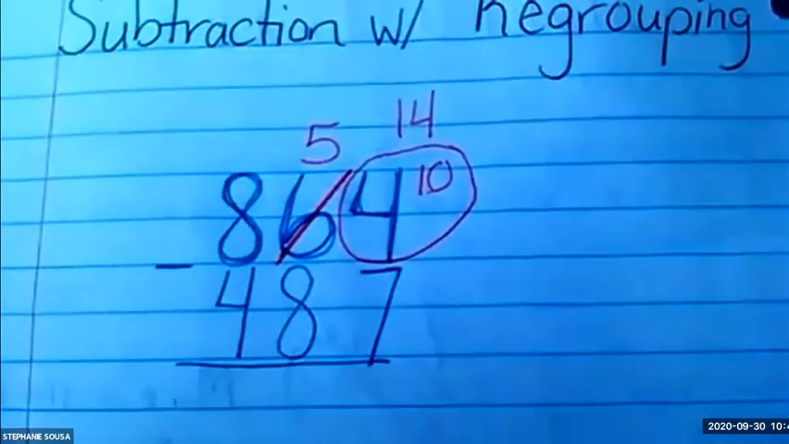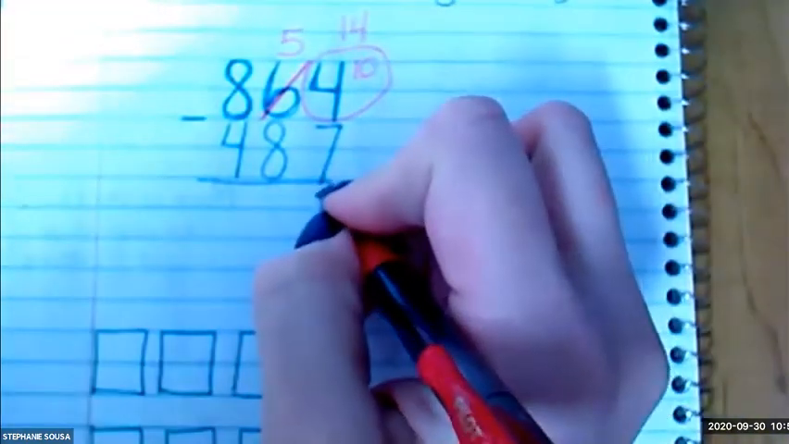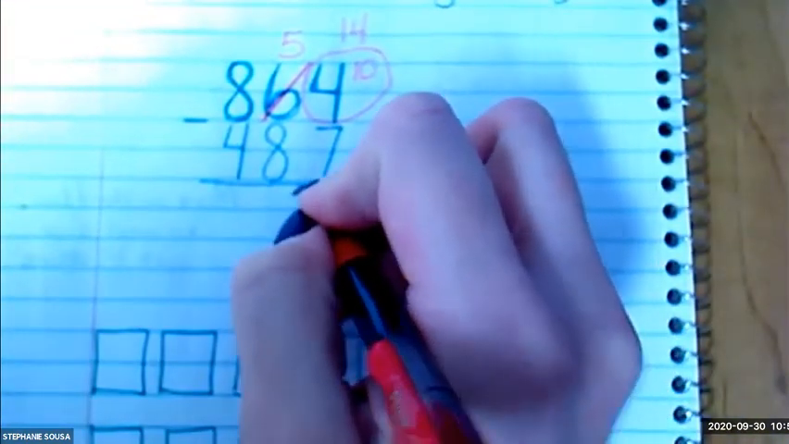All right, so now we can subtract. So now I'm going to take my 14 ones and I'm going to minus 7 of them. So I could cross out 1, 2, 3, 4, and then I know that 10 minus the 3 more is going to be 7. So this is 7.